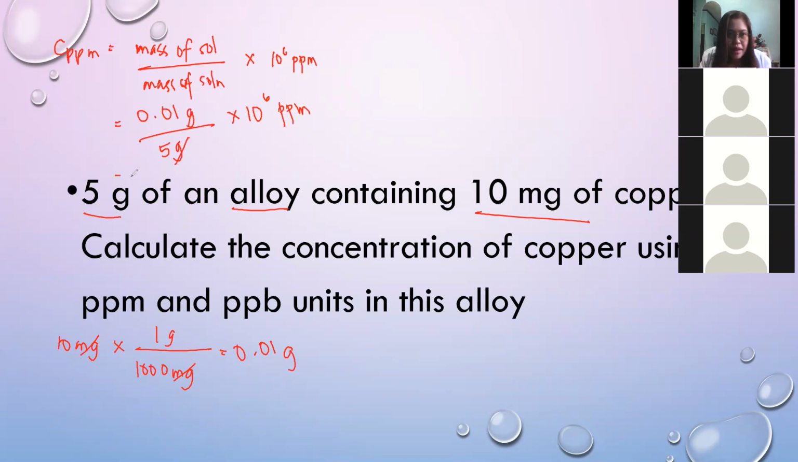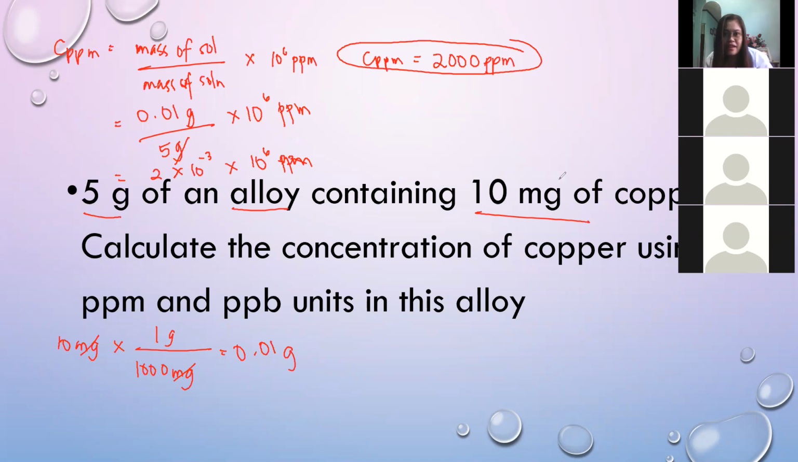The grams cancel. 0.01 divided by 5 is 2 times 10 raised to the power of negative 3, times 10 raised to the power of 6 ppm. That is 2,000 ppm. So I guess we have the same answer. What about ppb? Let's have the ppb.